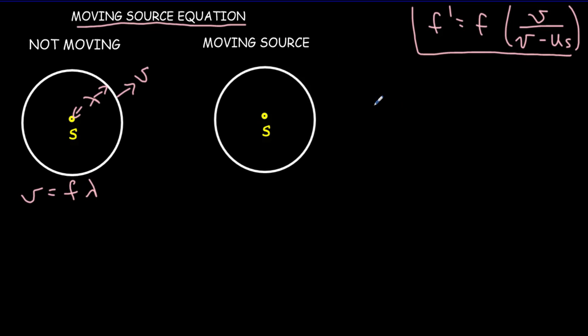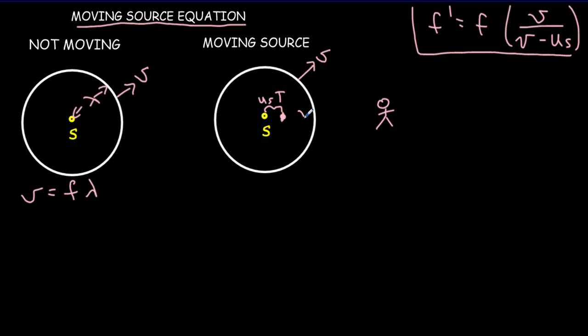If we have a moving source and we're imagining somebody out front, then in one period of time the wavefront will still move out by the same distance because it's still going the same speed. The difference is the source will have moved up. So the source might be here now. How much will it move up by? Well, it's traveling at a speed us, the speed of the source, and we imagine it traveling outwards for one period of time. So now we've got a new wavefront just starting here.